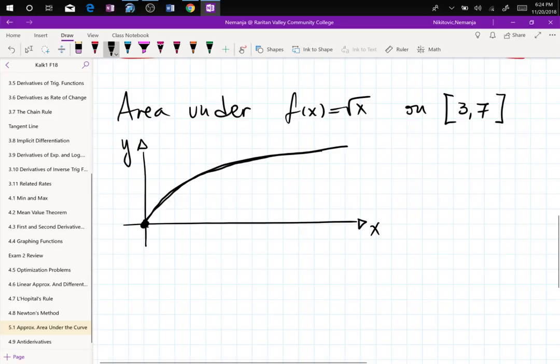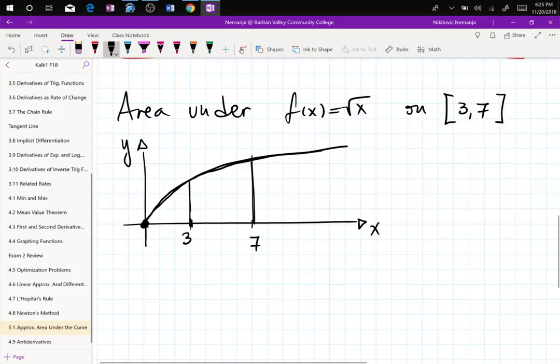Now interval 3 to 7. Well, here's 3, 4, 5, 6, 7, right here. So this is your interval 3 to 7. So what do we want to know? We want to know the area of that trapezoid-looking shape.